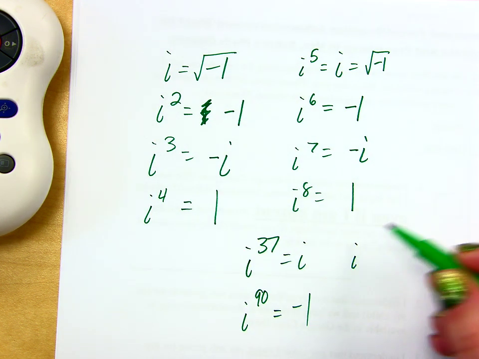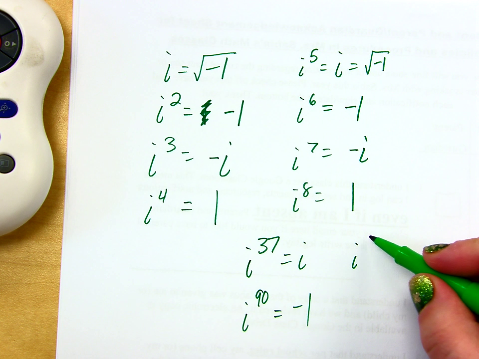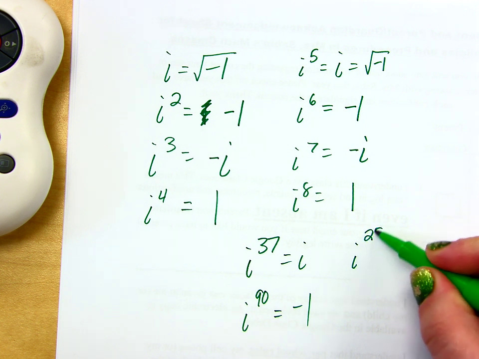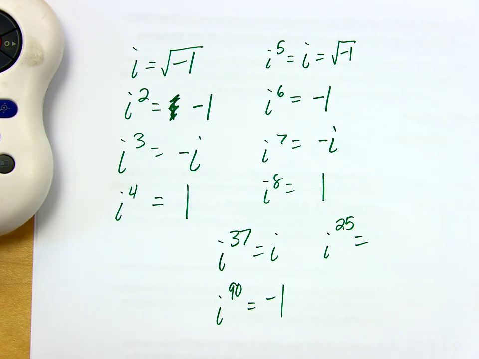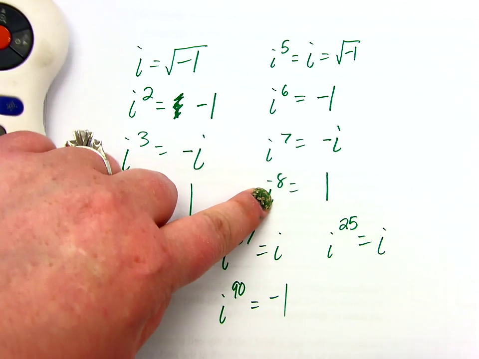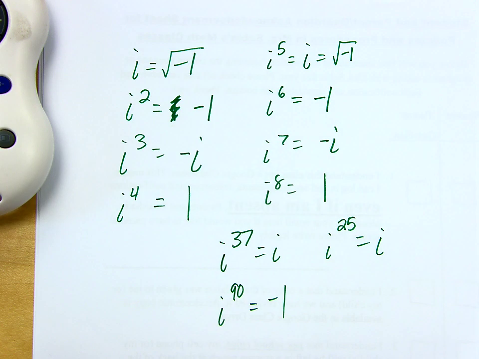What about i to the, oh, I don't know. Let's keep it smallish. How about 25th? Everybody try it. Don't say anything out loud. Everybody just establish what i to the 25th would be. You got it? Tell me. Yeah, just i. 24 would be here, and then one more click past it.